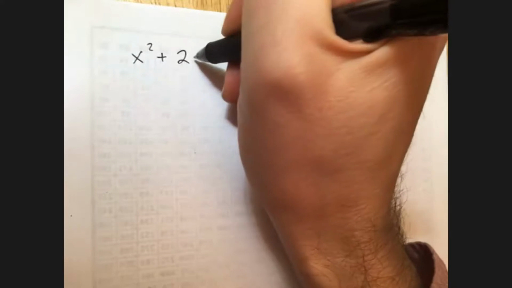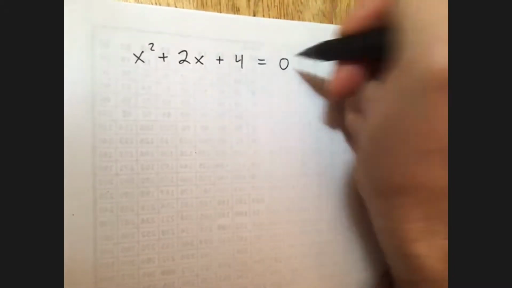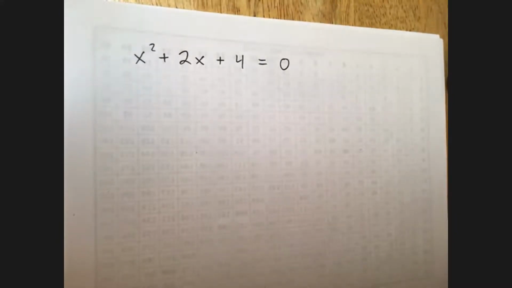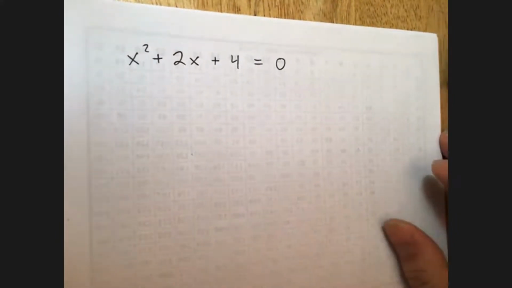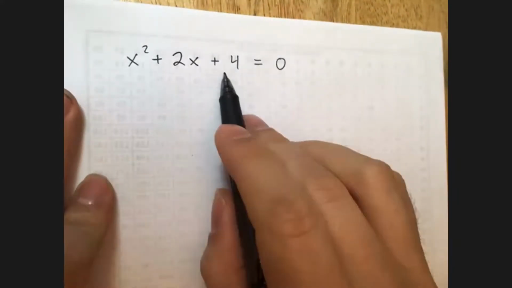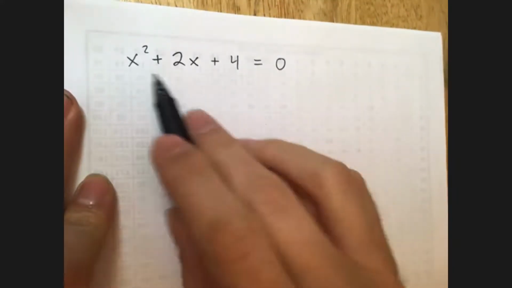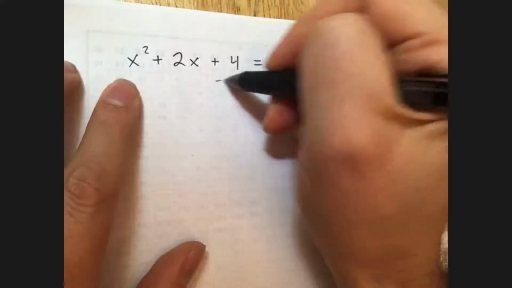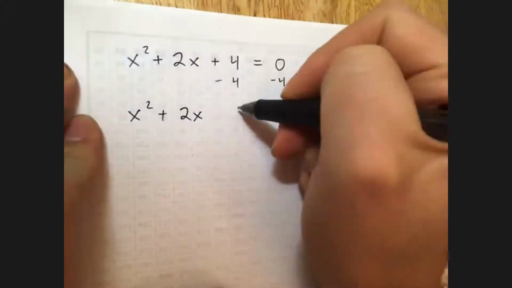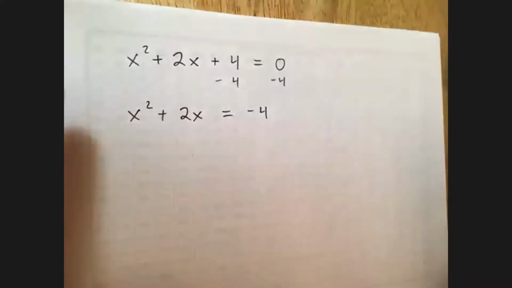let me think, x squared plus 2x plus 4 equals 0. Okay, let's see what happens here. I'm going to solve this. So the first thing I'm going to do is get rid of that plus 4. Okay, because I want this to just be that piece that we were working with before. So we subtract 4 from both sides. So I just get this.